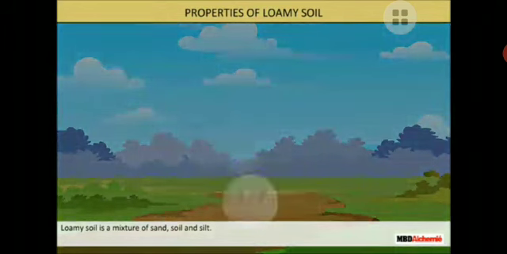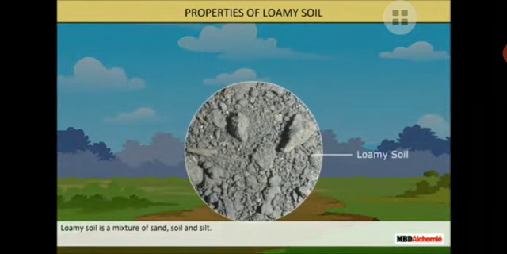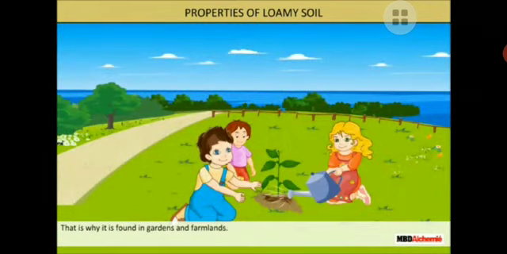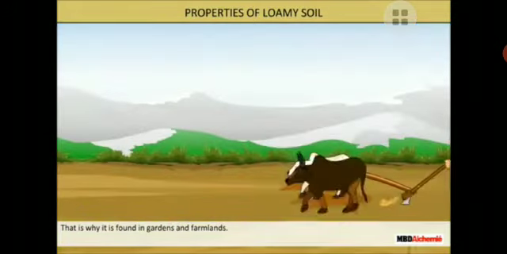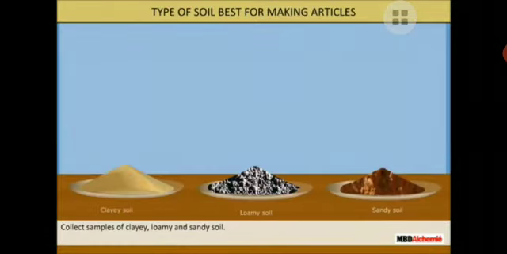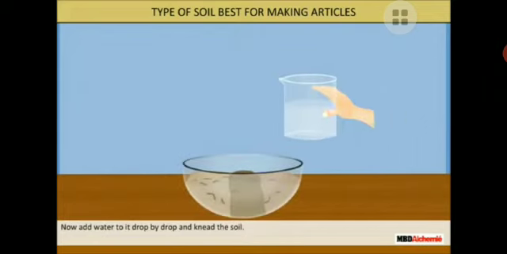Loamy soil is a mixture of sand, clay and silt. It also contains humus and is therefore considered the best for the growth of plants. That is why it is found in gardens and farmlands. Collect samples of clayey, loamy and sandy soil. Take a fistful of soil from one of the samples. Remove any pebbles, rocks or grass blades from it. Now add water to it drop by drop and knead the soil.